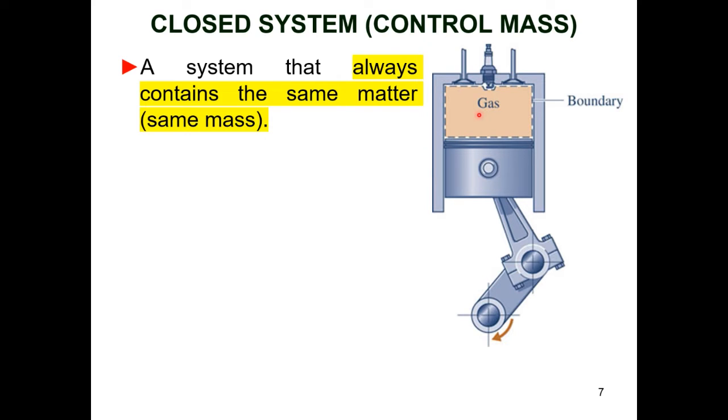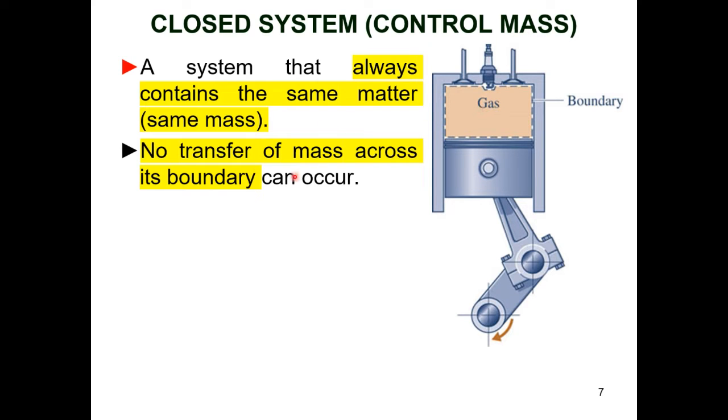As we say, for any system we will have a surrounding, we will have a system, and also we will have a boundary, whether it's imaginary or physical. So here we have a system that always contains the same matter. Meaning, in a control mass system, the mass will not change. The mass is controlled. If the piston moves up or down, the amount of gas particles inside will be the same.